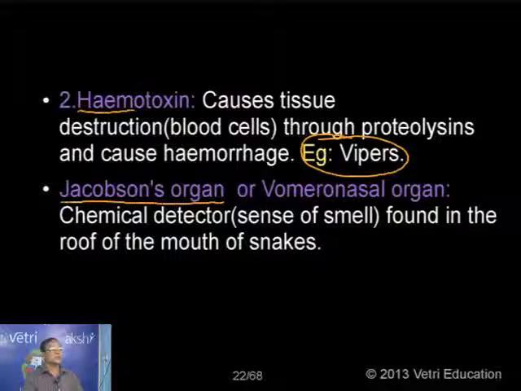You have another one called Johnston's organ. That is found in the antenna of mosquitoes, and it acts as a touch receptor. The Jacobson's organ is also found in some cases, even rabbit, though not fully developed. So it is the vomeronasal organ, a chemical detector concerned with the sense of smell, found in the roof of the mouth of snakes. Which of the following animals has this Jacobson's organ? Definitely the snakes, they have this one in the roof of the mouth.